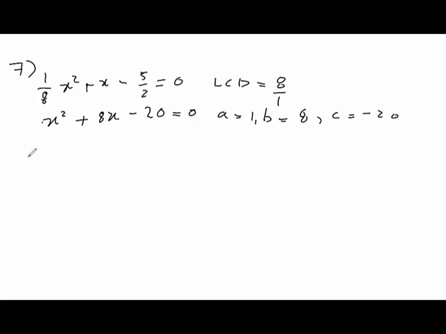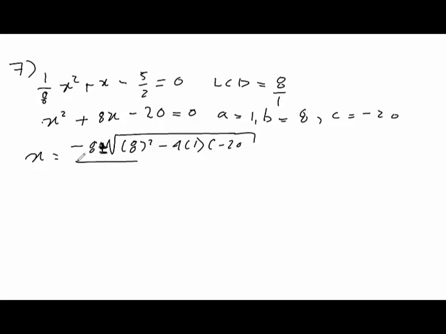And now we can take that and put it into our quadratic formula. So that's going to be equal to negative 8 plus or minus the square root of 8 squared minus 4AC. A is 1, C is negative 20. So close that. Oh, I forgot the plus and minus. Very important. Must put that plus or minus there. And that's all over 2 times 1, which is 2A.